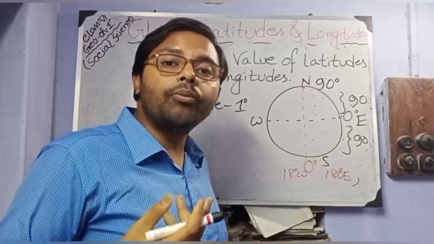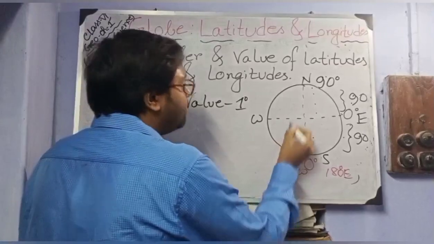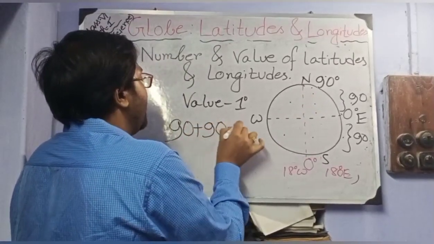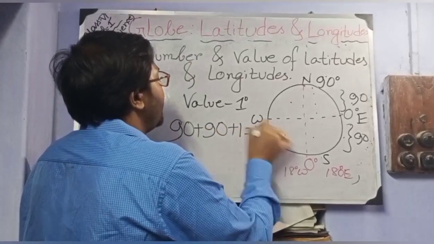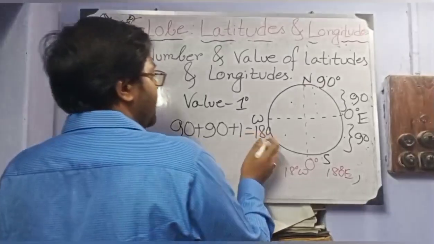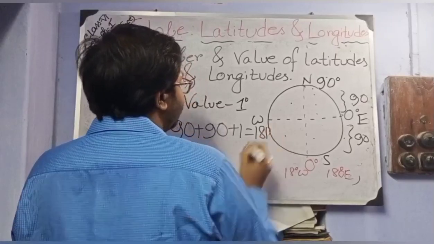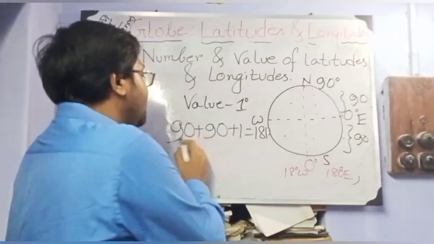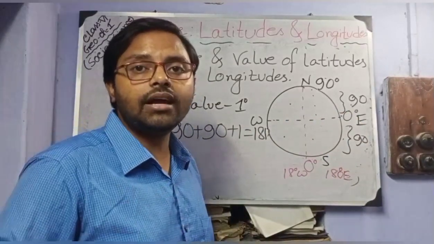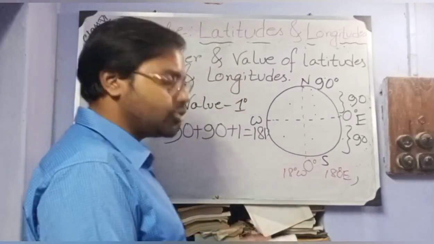That means how many latitudes are there on the earth? There are 181 latitudes. 90 plus 90 plus 1 equals 181. Not 180, it is 181. 90 plus 90, why 1? That is for 0 degree. That means 181 latitudes are there on the earth. Clear? Now come to the longitudes.